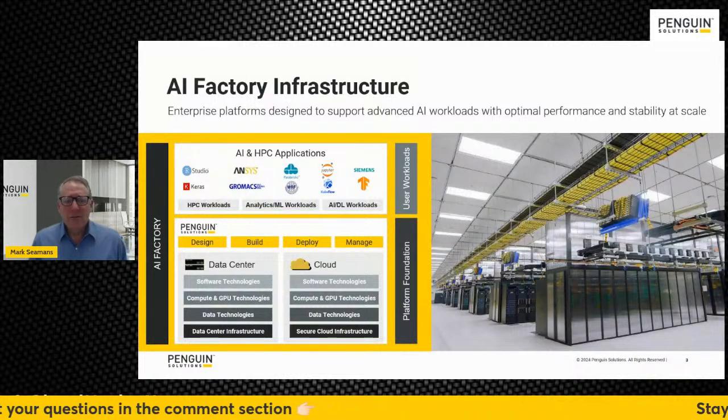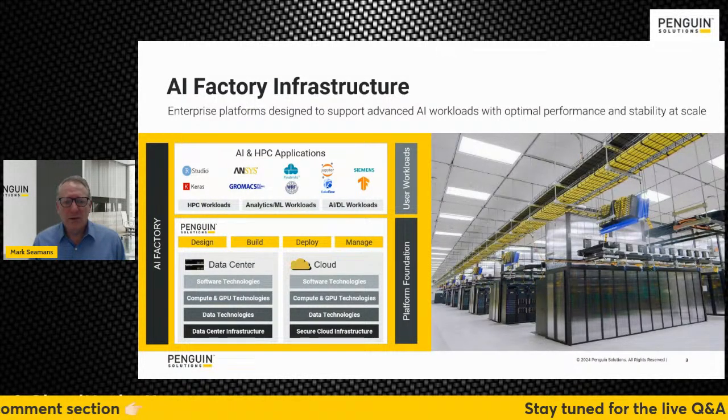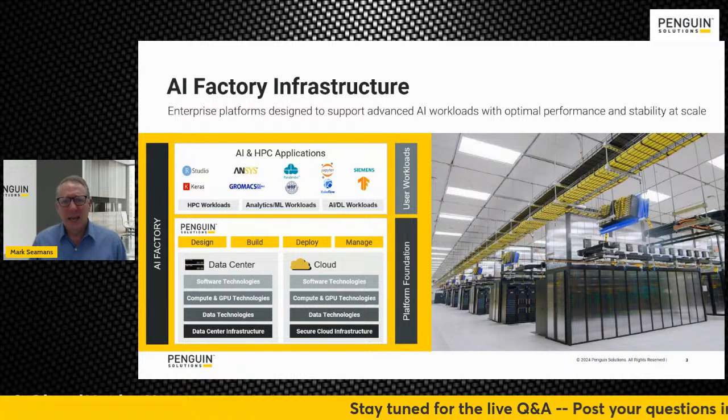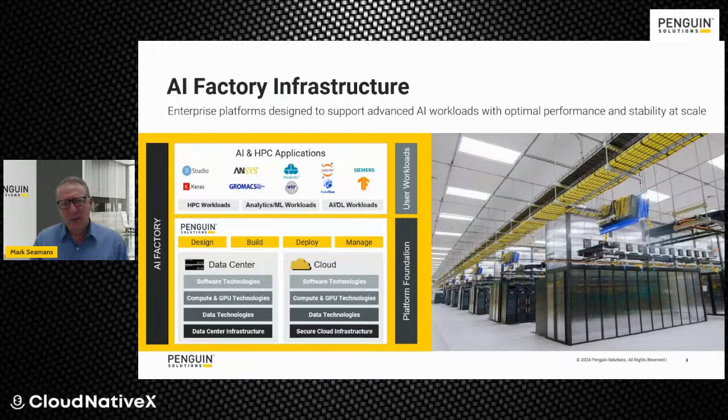When we think about AI infrastructure, what we're really thinking about is an enterprise platform designed to support these advanced AI training workloads with optimal performance and stability. The key here is at scale. When you start to scale these environments, it introduces some unique challenges that we need to face. The picture on the right isn't a stock photo. It's actually a picture of a large-scale AI training cluster, and in fact, just a small sliver of the cluster that we put together. We'll refer back to it as we go through the presentation.